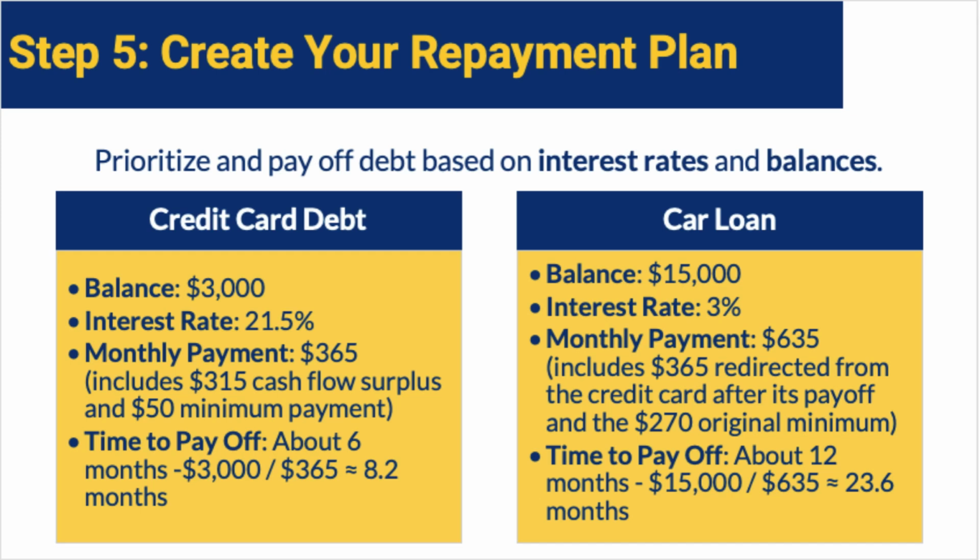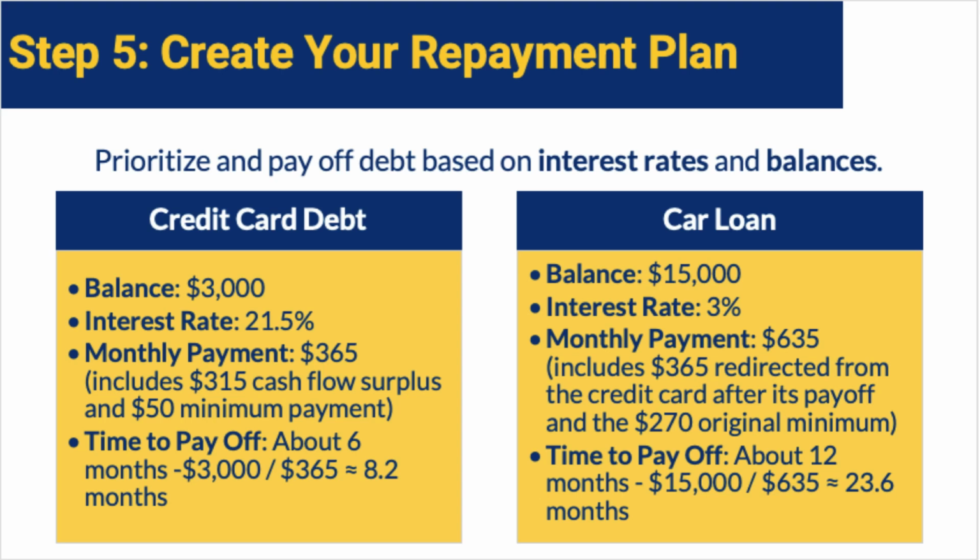4. Prioritize and pay off debts. Aisha examines her debts and decides to prioritize them based on their interest rates and balances to optimize her repayment plan. Credit card debt. Balance, $3,000. Interest rate, 21.5%. Monthly payment, $365, includes $315 cash flow surplus and $50 minimum payment. Time to pay off, about 6 months, calculated as $3,000 divided by $365 equals about 8.2 months, but rounding down for simplicity and potential additional payments.